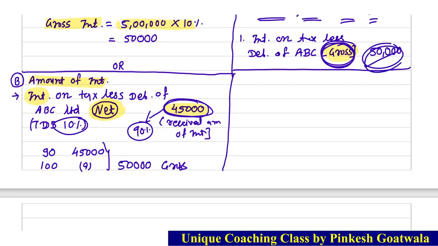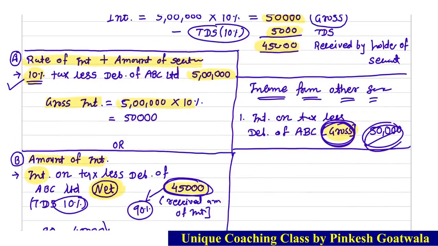Clear? So here the rule is that in case of tax-less security, tax-less commercial security, if the rate of interest is not given and only the amount of interest is given, in that case you just gross it up, and you will get the gross amount.